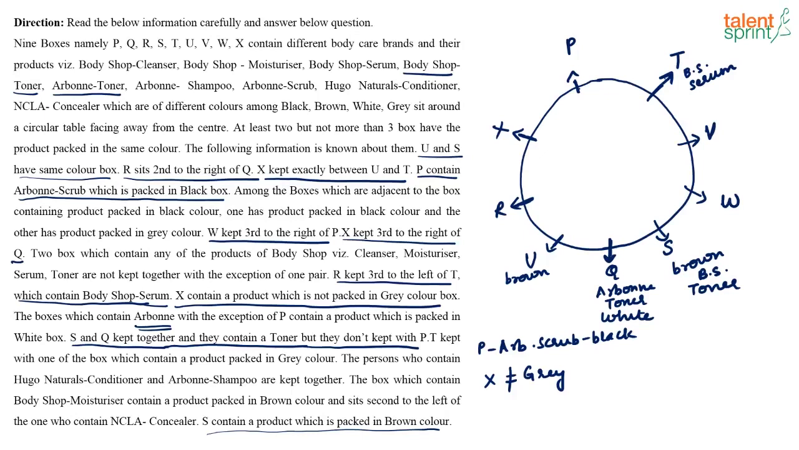Okay, now yeah, here see, we already noted down here, right? P contains Arbonne scrub and it is black in color. So let me just put that here. P contains Arbonne scrub and it is a black box. Now next, what do they say? See, they are talking about T, right? T is kept with one of the boxes which contains a product packed in grey color. So if you see here, this side of T is already a black box. So this side of T has to be the grey box. So this is the grey box.